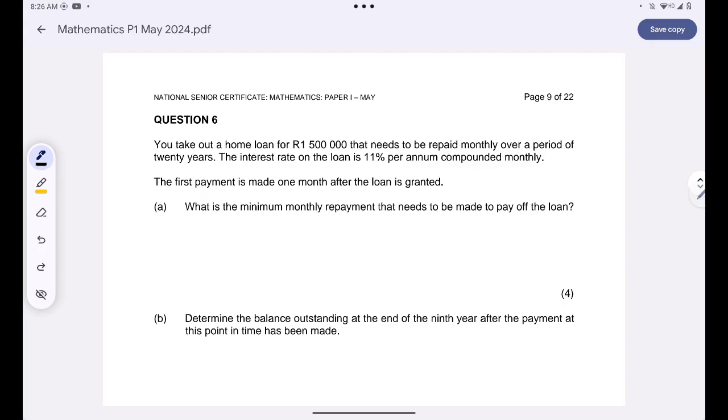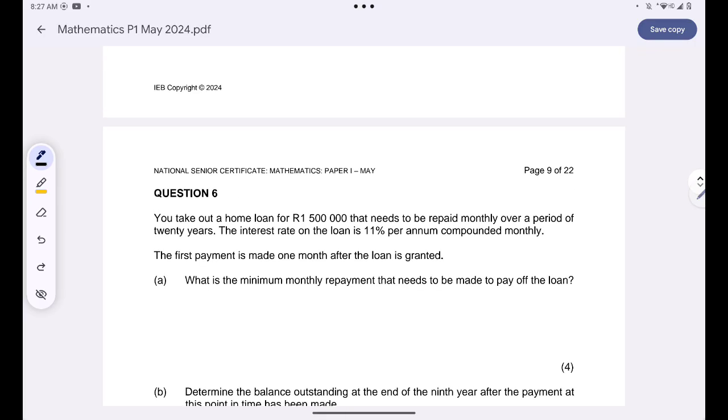Okay. Question 6. You take out a home loan for 1,500,000 that needs to be repaid monthly over a period of 20 years. The interest rate of the loan is 11% per annum compounded monthly. The first payment is made one month after the loan is granted. What is the minimum monthly repayment that needs to be made to pay off the loan?